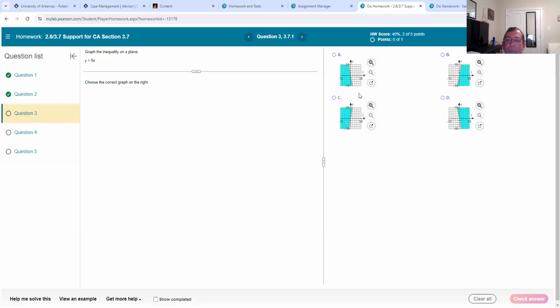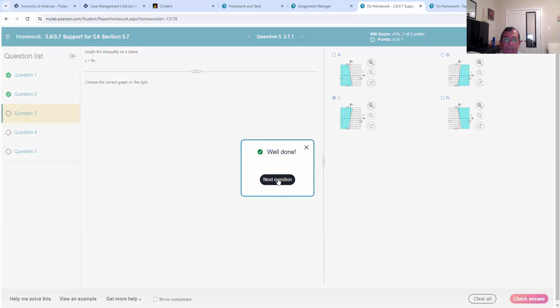All right, y'all, so my line was going uphill left to right. So A is downhill. So B is uphill, but it's not shaded on the left side. So it looks like we're going to go with C. Shaded on the left side, and it's a dotted line. Okay? So you're going to check that answer.